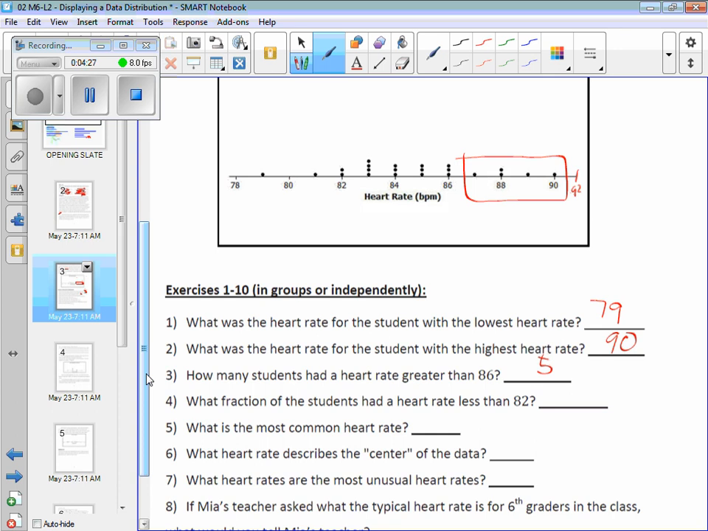It's 2 out of, do you see why it's 2 out of 22? Okay, ready? Less than 82. So that would be this, right? There's 2. There's a total of 22. So you could say 2/22 or 1/11th if you reduce it. So both of them are acceptable.